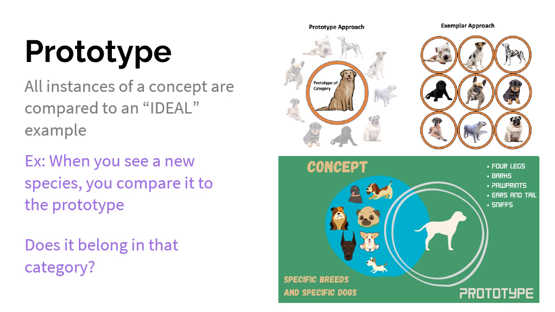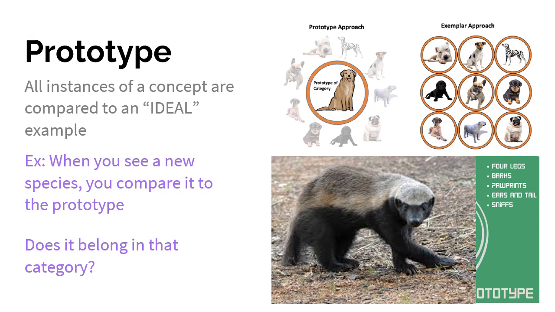The examples here, again, are dogs. So what's the prototype of a dog? Well, a dog has four legs, a dog barks, a dog leaves paw prints, a dog has ears and a tail, a dog sniffs around. Then we separate into separate breeds from there, but there is a dog prototype. Is that a dog? No, that is a honey badger. It has four legs and ears and a tail, but it doesn't do any of the other things that a dog does.